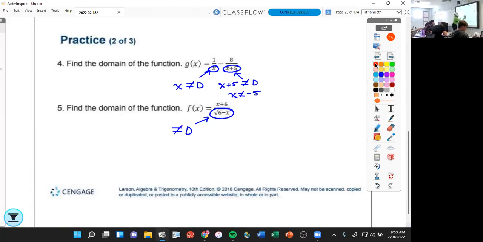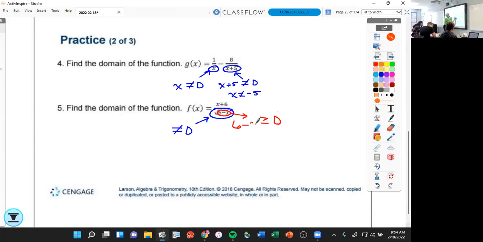Okay, this piece right here that's inside a radical, I'm sorry, I just covered it up, must be greater than or equal to 0. Whatever is inside the radical must be greater than or equal to 0. So 6 minus x is greater than or equal to 0. If I added x to both sides, I could say that 6 is greater than or equal to x. I don't like writing it that way. Let's pick up the whole thing and flip it over. X must be less than or equal to 6.